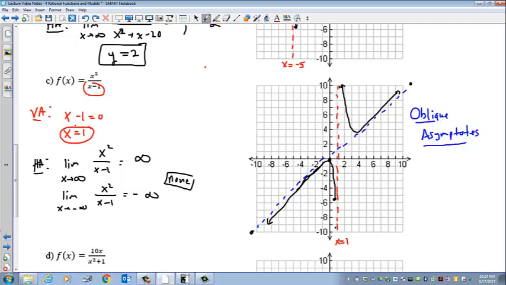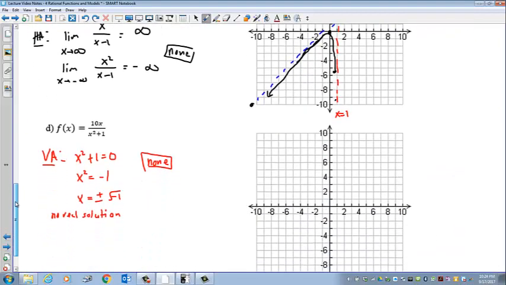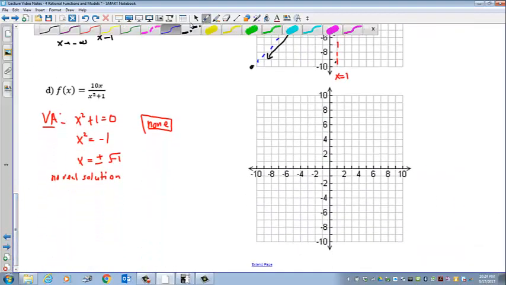Let's do the last one. We're almost done here. So on the last one, we want to find these horizontal asymptotes.